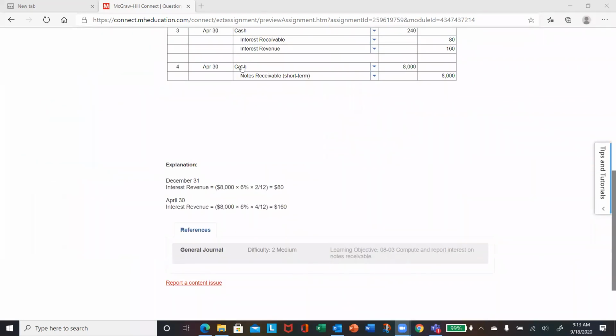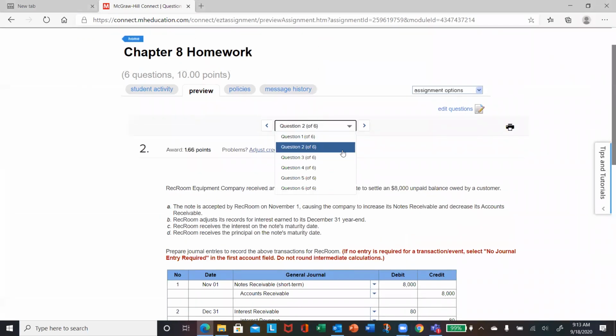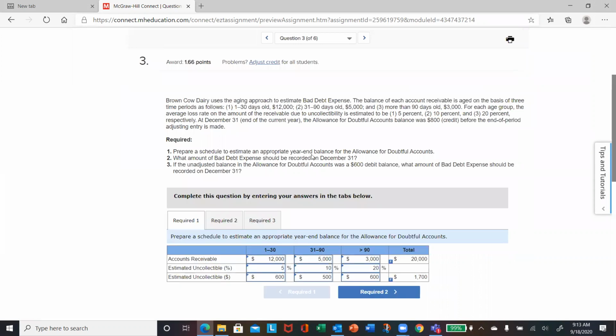And then down below, again, they're just showing you these calculations I just showed you on how to calculate that interest. Okay. All right, so that's my comments on problem 2. Let's check out problem 3.